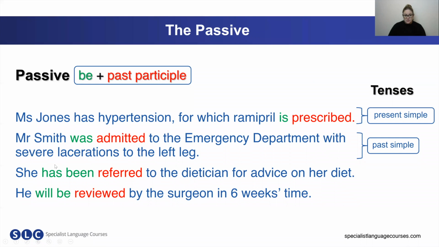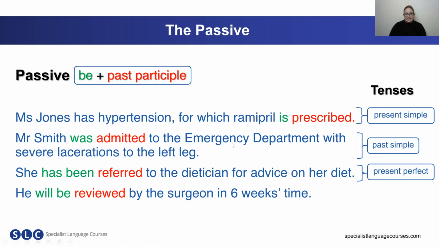Let's look at the next one. She has been referred to the dietitian for advice on her diet. Here it's in present perfect, has been, because the patient has got the advice on her diet now and she's hopefully implementing it. So we use present perfect when we can see results in the current situation.